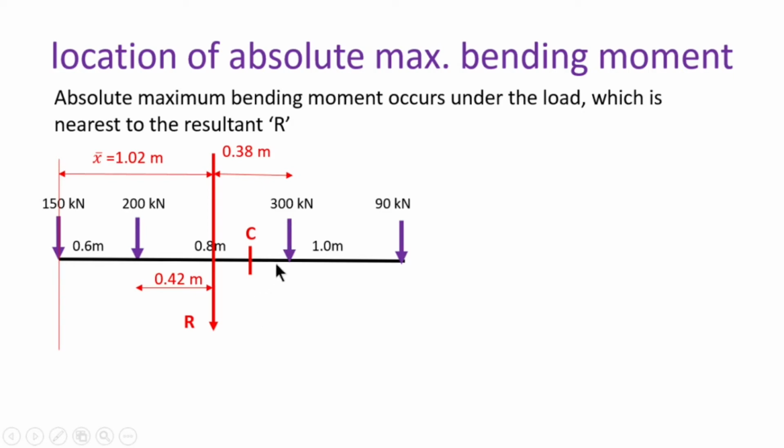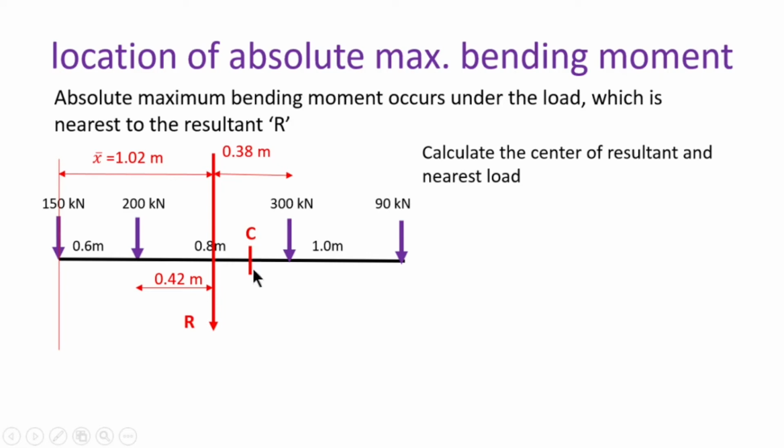Now how to keep this load over the simply supported span? That is why we first calculate the distance between the resultant and the nearest load.